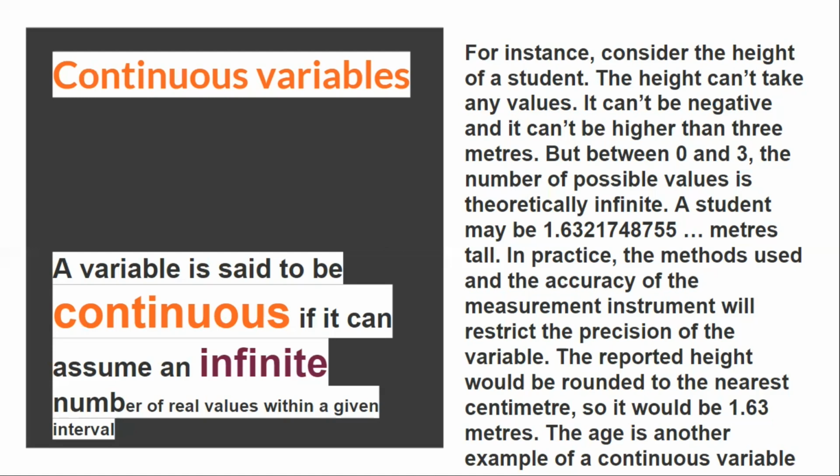So we have infinite values that can be attributed to the height of an individual student, maybe 1.6321748755 meters tall. In practice, the method used and the accuracy of the measurement give the variable a restricted precision. So the reported height will be rounded to the nearest centimeter, so it will be 1.63 meters. Age is another example of a continuous variable that we can use.